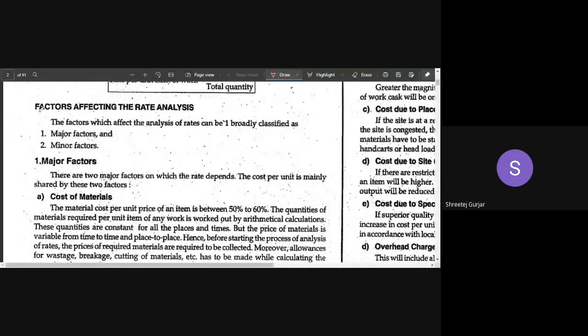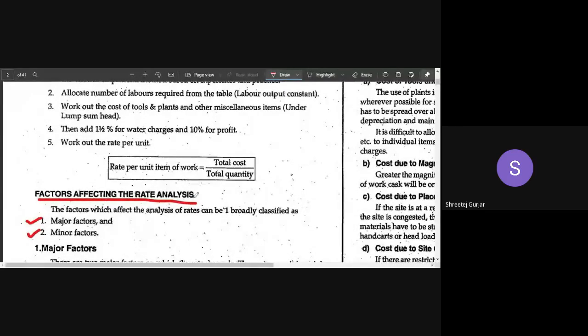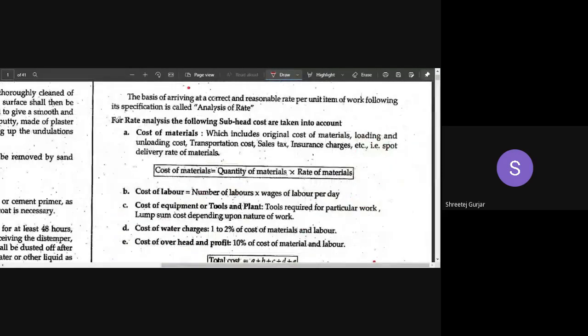Various factors affecting the rate analysis, this is very important. We can classify them as major factors and minor factors. Can you list various factors that will affect the rate analysis? You can just go through this. Whatever is included here will affect what? Your rate analysis. Can you tell me what is the first thing that will affect the rate analysis?